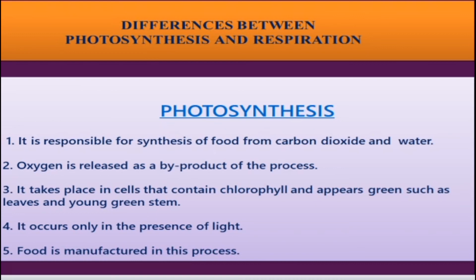It takes place in cells that contain chlorophyll and appear green, such as leaves and young green stems. In the presence of chlorophyll, it traps the sunlight energy, that means solar energy, and converts it into chemical energy in the green leaves and green stems. It occurs only in the presence of light, that is, in the daytime. Food is manufactured in this process. Underline, food is manufactured in this process.